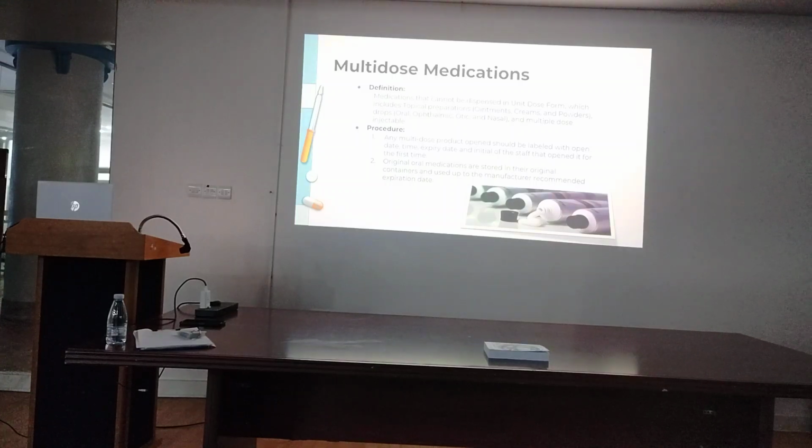The label. Main thing is the label. Any multi-dose medication that is open should have the brown label for the multi-doses. The label has the date when it's open, the time, the expiry date as per the guidelines, not as per the expiry date written on the box. And the initial of the staff that first opened it.